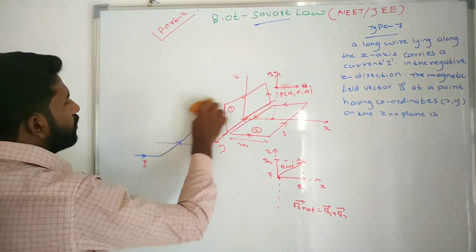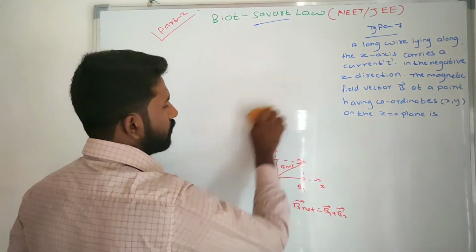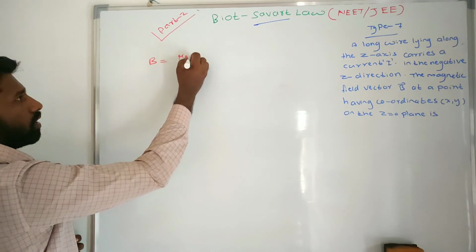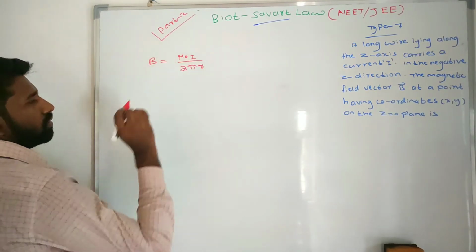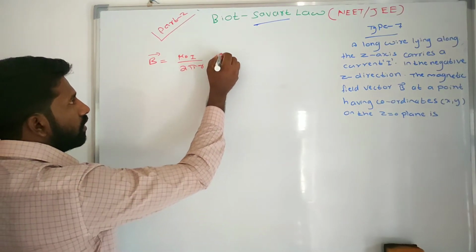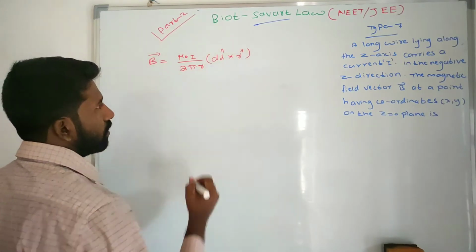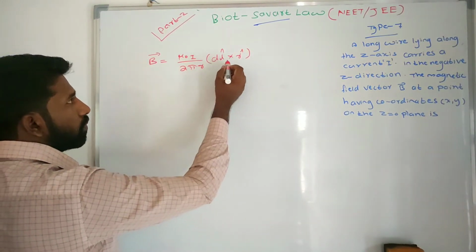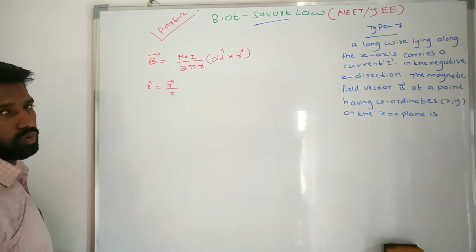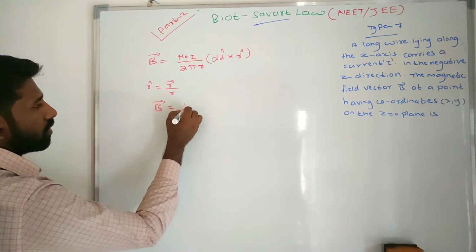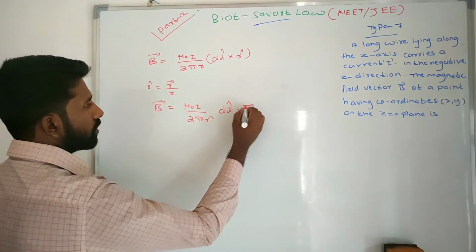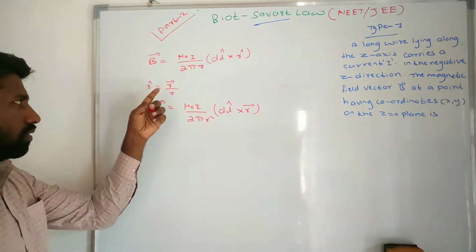The magnetic field due to an infinitely long current carrying conductor is B, for which we already found the formula: B is equal to mu 0 I by 2 pi R. If I write this in vector form, we get dl cap cross R cap. The direction of B is perpendicular to the plane containing dl and R cap. R cap is equal to R vector divided by modulus of R. Substituting this, B is equal to mu 0 I by 2 pi R square into dl cap cross R vector, with R going to the denominator.